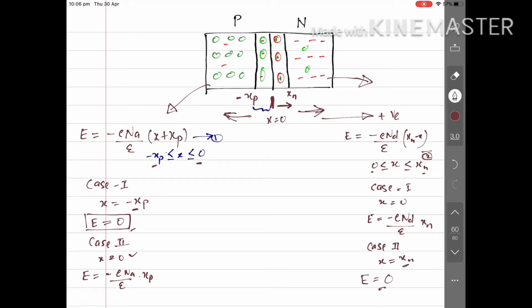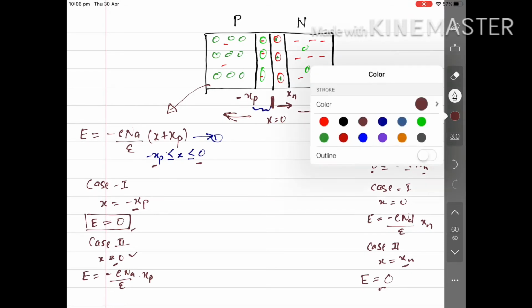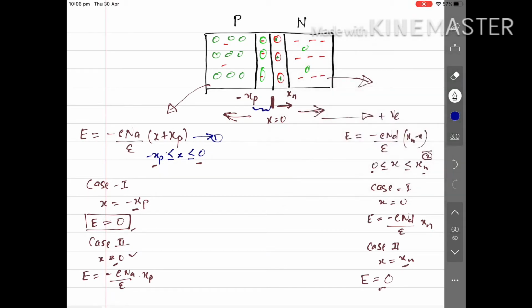But at x is equal to 0, we get E which is minus e N_A over epsilon x p, and here minus e N_D over epsilon x n. So we get the electric field at x is equal to 0. Let me plot the same thing to get a better understanding. I'm going to choose another color for that.